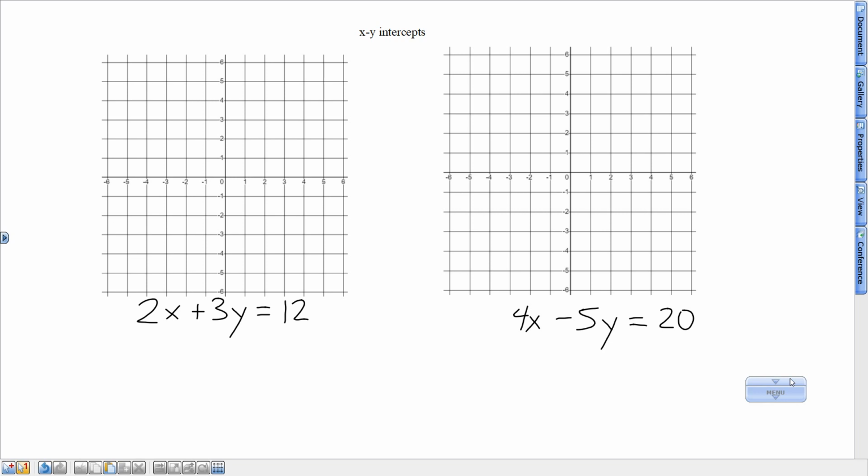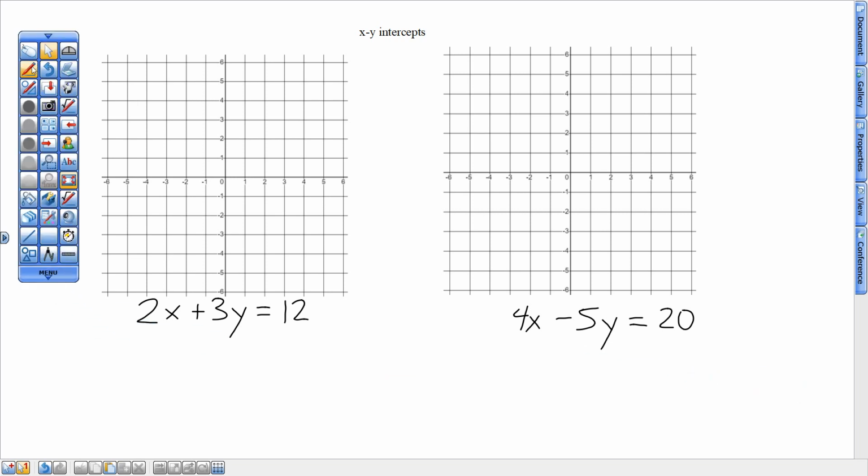But here we go. I'm thinking you're going to need to know how to graph using just the x and y intercepts. And if you remember, wherever your graph crosses the x-axis, for the x-intercept, you have y is 0. For the y-intercept, it's the opposite. The x-coordinate is always 0.